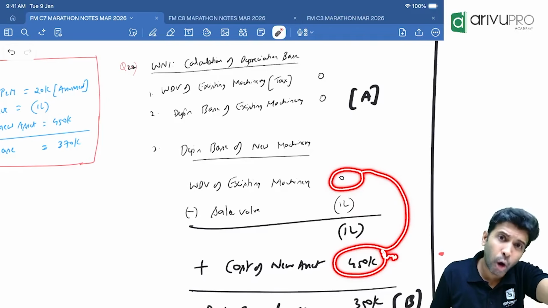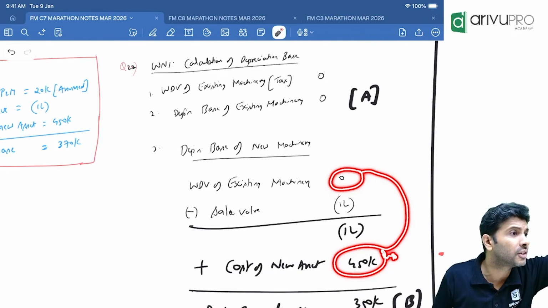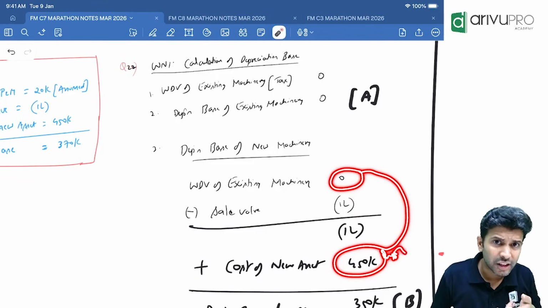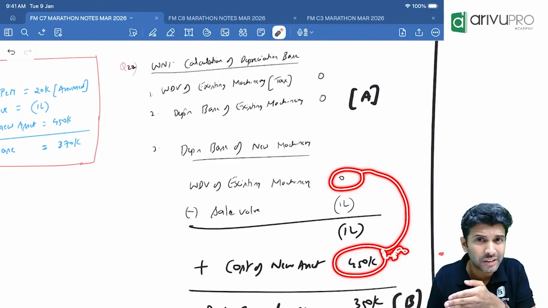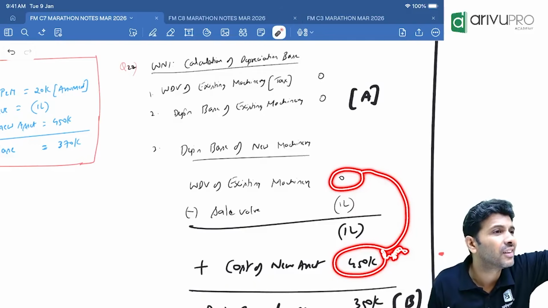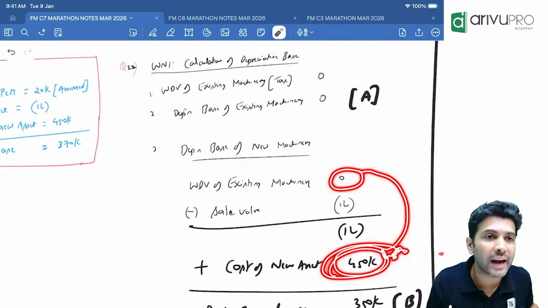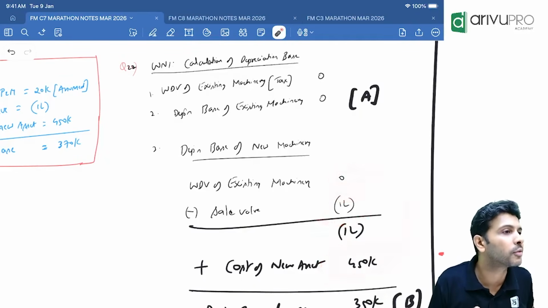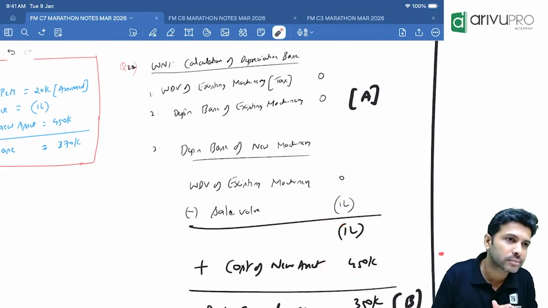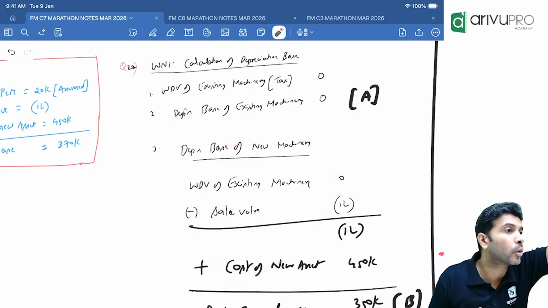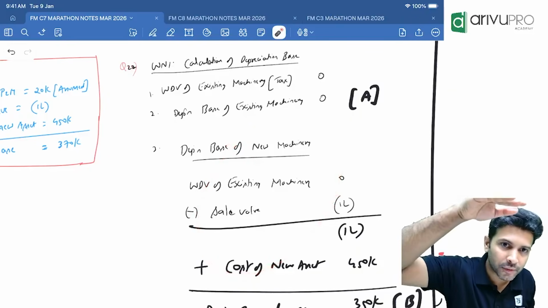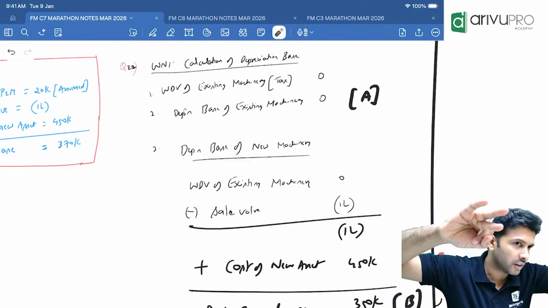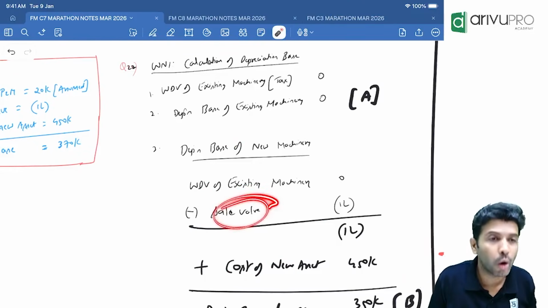At the same time, the opposite sentence is also true: when you sell an asset, block value will reduce. If you buy a new asset, the old one you will keep or sell. So if you are adding the new asset's value, we have to deduct the old asset's sale value. So what is the formula? To get the depreciation base of the new machinery: first take the WDV of the existing machinery, add the new asset's value, and deduct the sale value of the old asset.